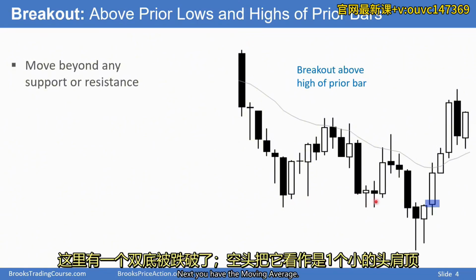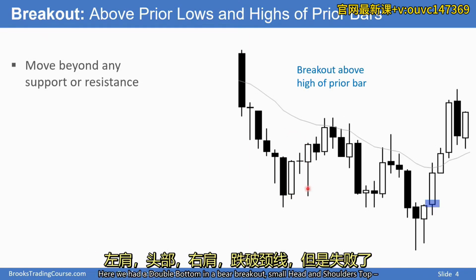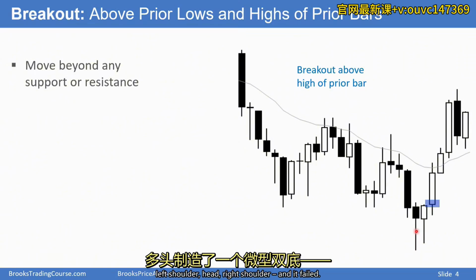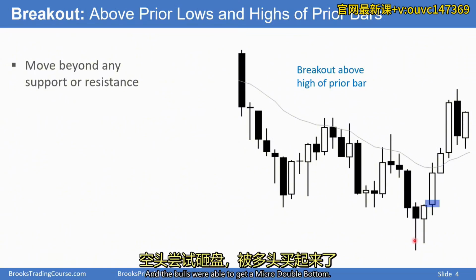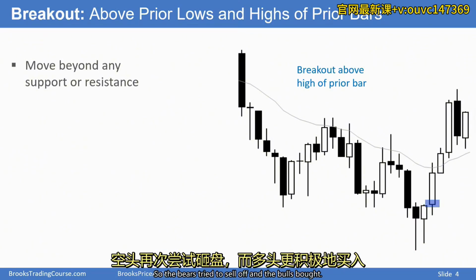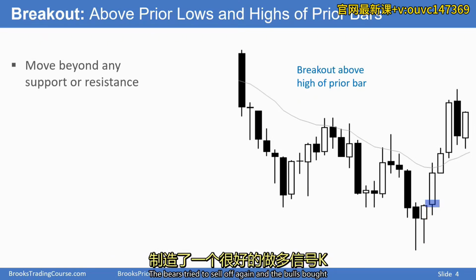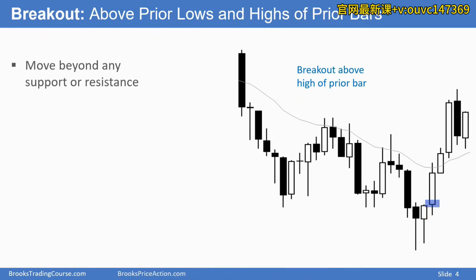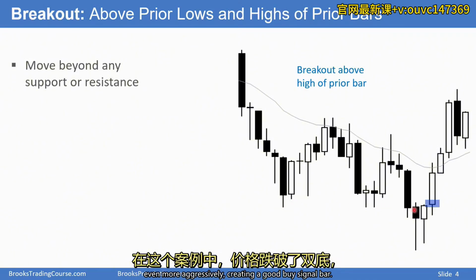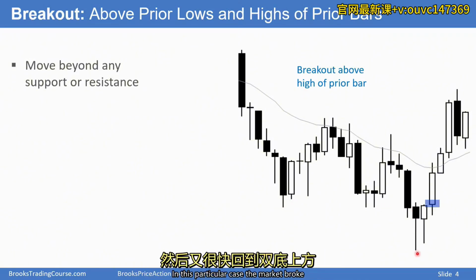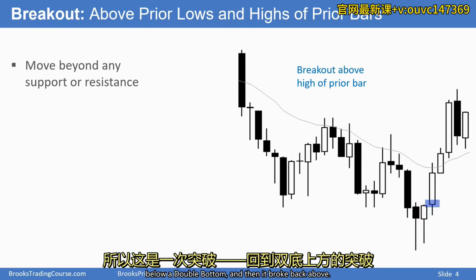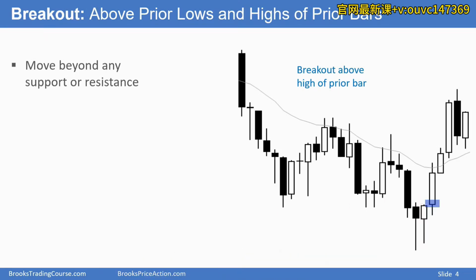Here, we had a double bottom and a bear breakout, small head and shoulders top, left shoulder, head, right shoulder, and it failed. And the bulls were able to get a micro double bottom. So the bears tried to sell off and the bulls bought. The bears tried to sell off again and the bulls bought even more aggressively, creating a good buy signal bar. In this particular case, the market broke below a double bottom, and then it broke back above. So that is a breakout back above a double bottom.